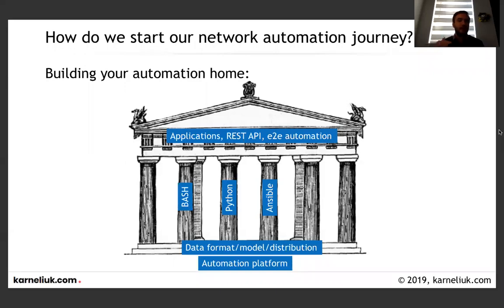The next step, once we understand this: I said Bash, Python, Ansible. They are independent things to a fair amount, but your knowledge will help you build the ceiling, the roof of this building. So you have certain tools, and now you could start automating. You could deal with applications, you could deal with REST API, you could deal with a network element.